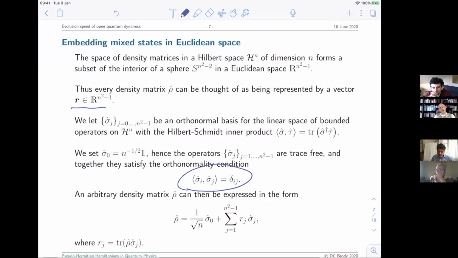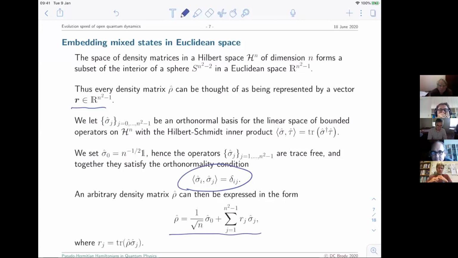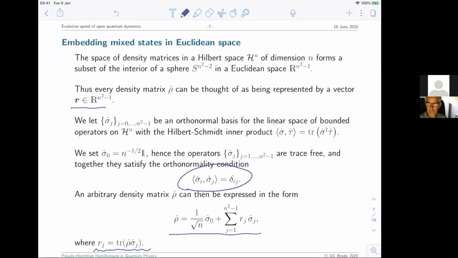So with this choice of basis elements, an arbitrary density matrix can be represented in the form down here, where the expansion coefficients, the R sub j, are given by, as usual, just the trace of rho dotted with sigma j. Okay, so that gives you the jth component of the vector. And in that way, we can translate the notion of density matrix into simply a vector in Euclidean space, albeit of a slightly larger dimension.